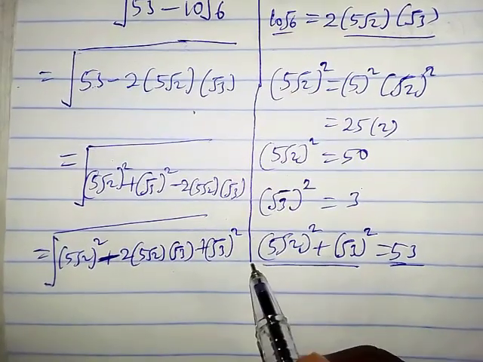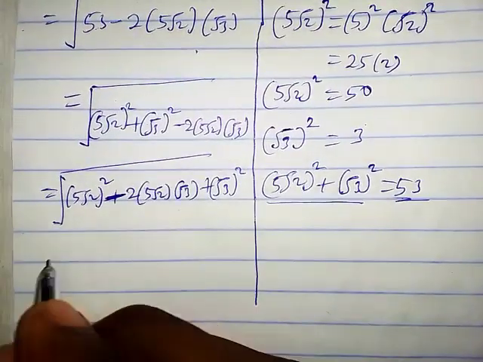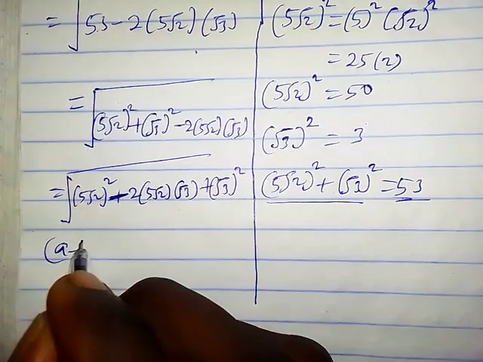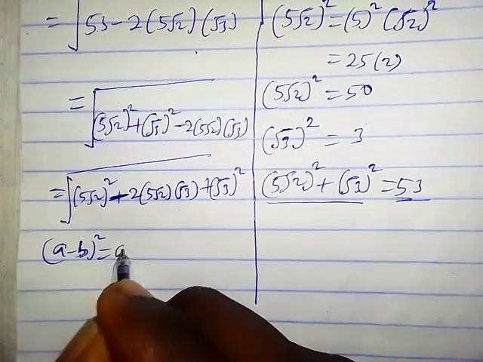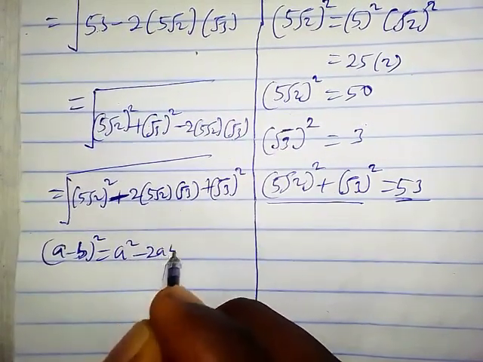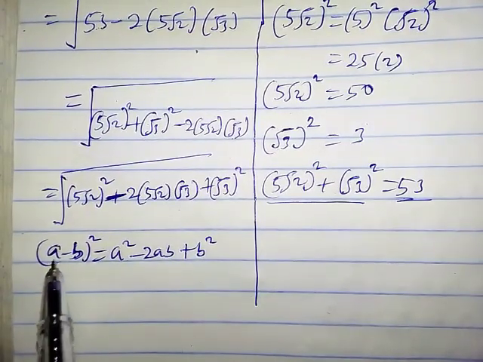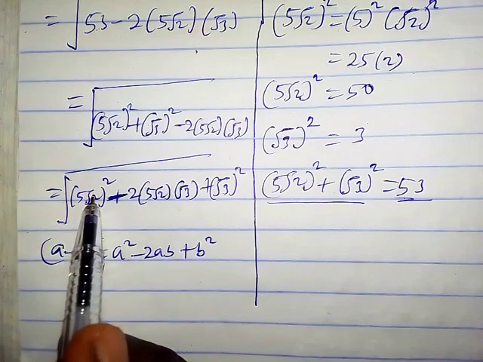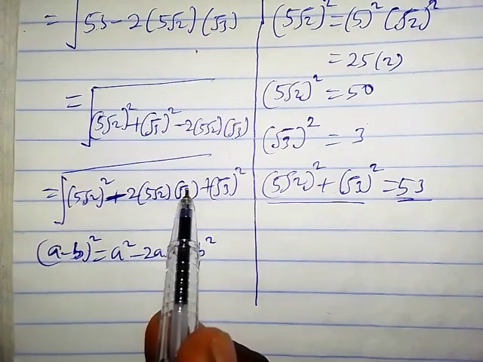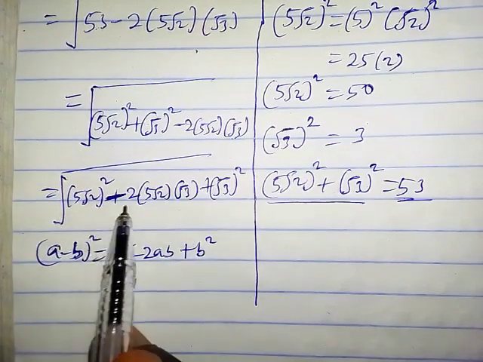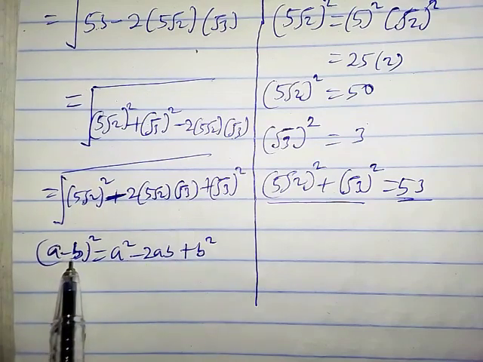Now we have to recall one property, that is, a minus b all squared is the same thing as a squared minus 2ab plus b squared. You will observe that a here is 5 root 2 and b is root 3. So when you plug all these values in, we are going to have the left hand side.